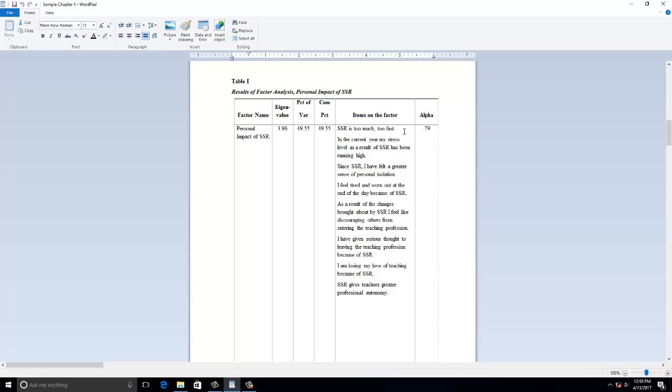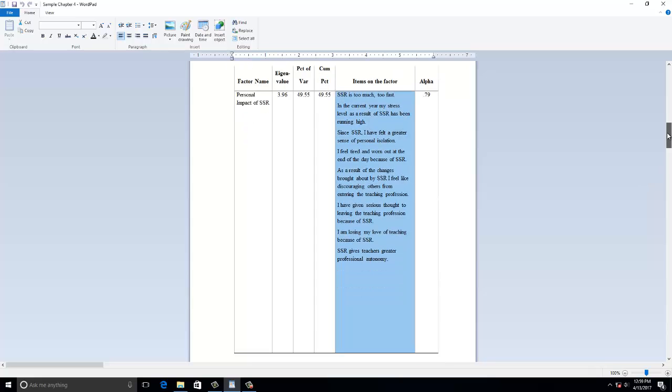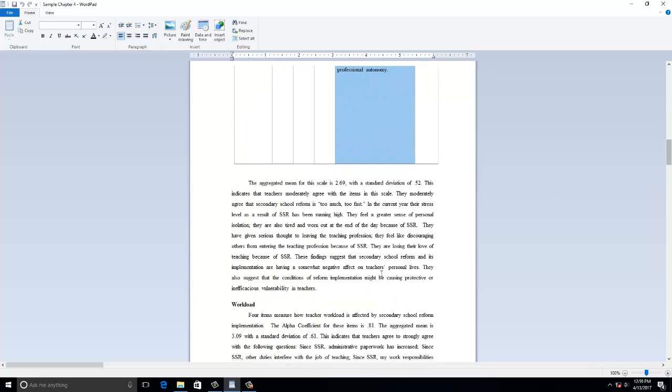So, what I want you to notice is I actually interpreted what that meant for each one of these items in the factor. And it gets a little redundant, but that's okay. That's how you play the game.